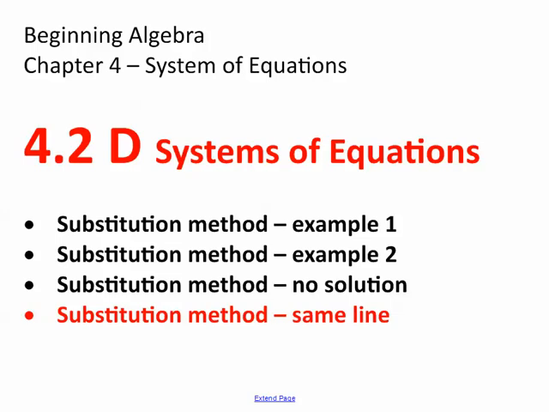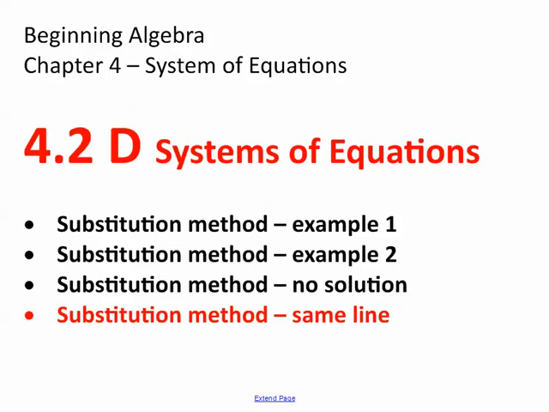All right, here we are, 4.2D. We're in chapter 4, systems of equations. 4.2 tells us to solve systems of equations using the substitution method. And here's our D video showing us how to use the substitution method on a system which has two lines that are the same. And what's it going to look like?